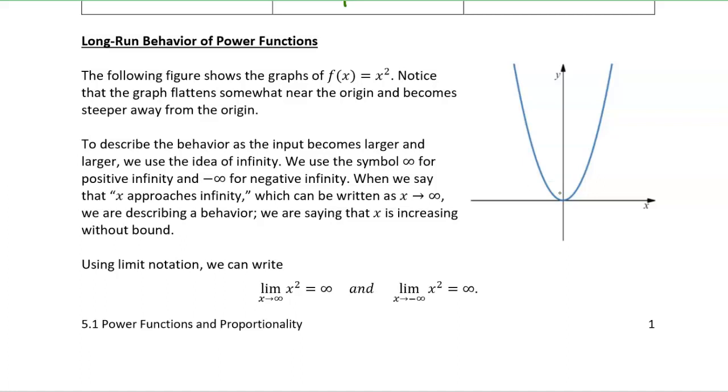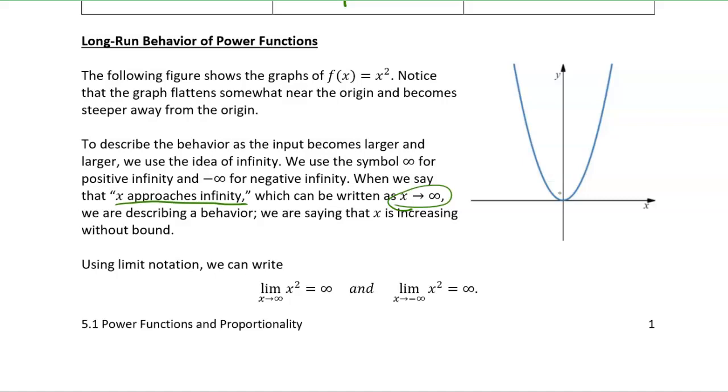So the way that we write x approaching infinity, right here, is in mathematical notation, we use this x and we use an arrow, and then this is the symbol for infinity. It looks like a sideways 8, right? So this means x approaches infinity, and it's talking about x getting larger and larger and larger.